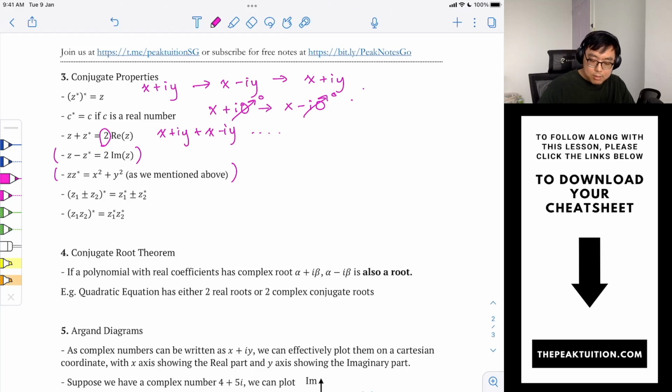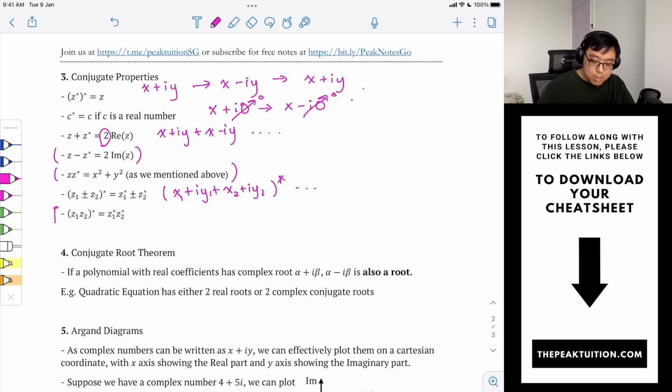And finally, when we have an addition of complex numbers and we conjugate the whole thing, we can basically conjugate them separately and then add them up. This makes sense because we see that x1 plus iy1 plus x2 plus iy2 conjugate is just equal to the right hand side. If you don't believe it, just work it out. Okay?